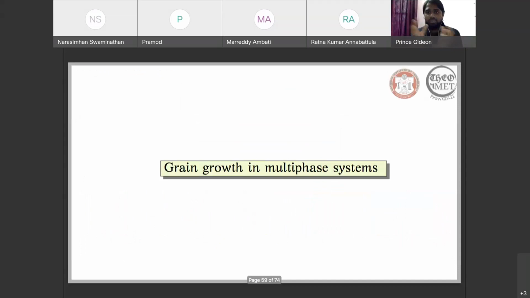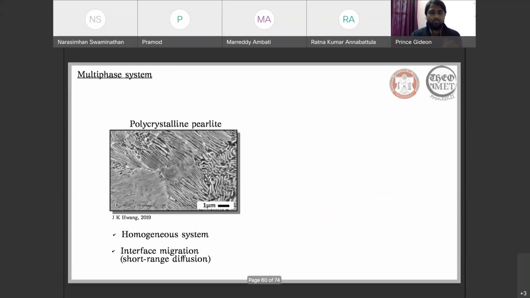Now, to get back to the system that this topic deals with, we want to study the grain growth in a multi-phase system. In this context, the term multi-phase system has a different meaning than the general one. If you consider a polycrystalline pearlite structure, even this can be referred to as a multi-phase system because it has two phases and several grains associated with it. But despite having different grains, the chemical composition of each of these grains is rather similar, so we can refer to it as a homogeneous system.